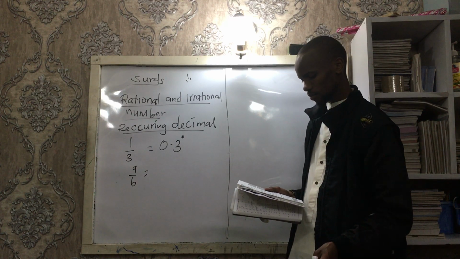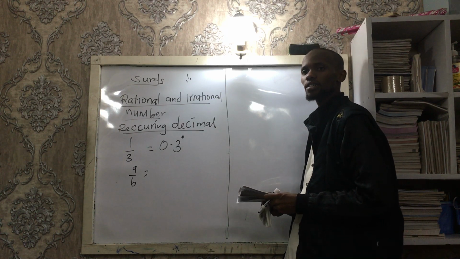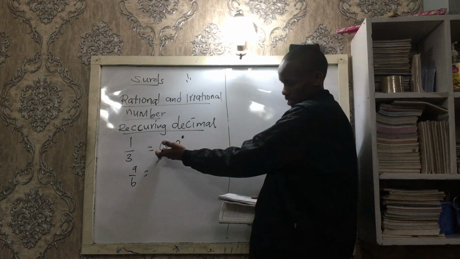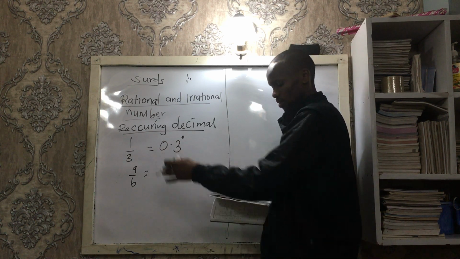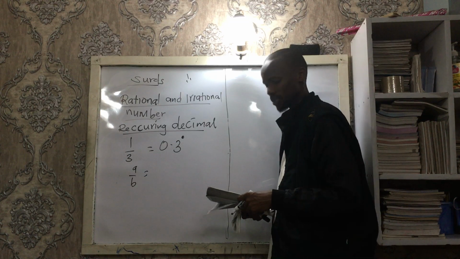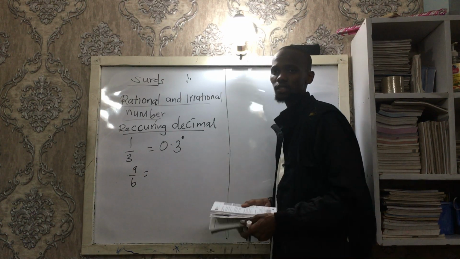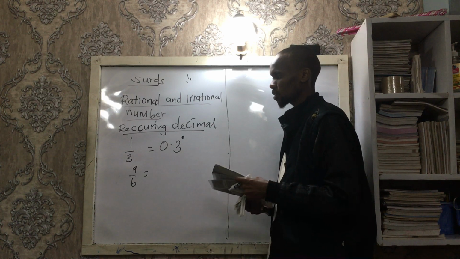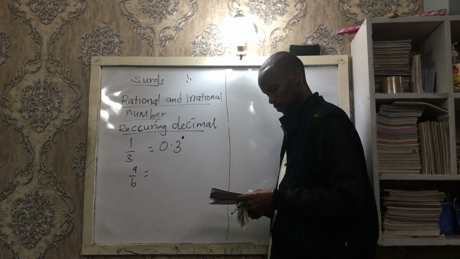So we can say recurring decimals are also rational numbers, because you can change them into a fraction. Despite us talking about non-terminating, they can be represented in the form of an exact fraction. So a recurring decimal is also a rational number. Are you together? Good.